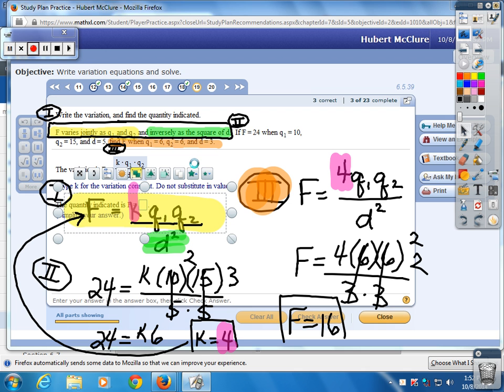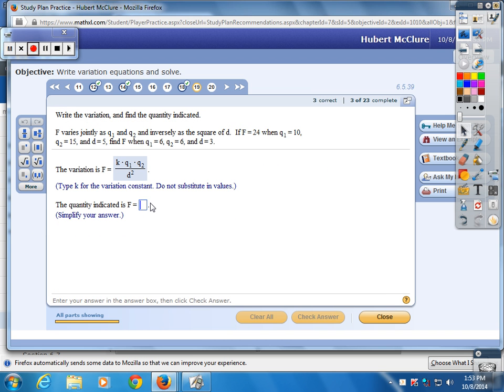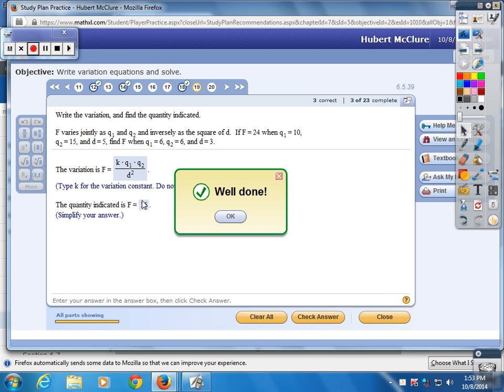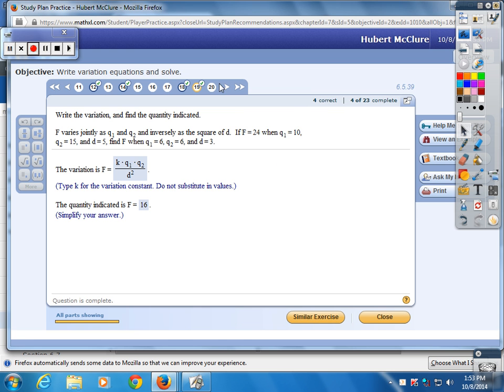What's the quantity indicated for, is that K or F? F, 16. Oh, horse pucky, 16. And you feel good about yourself.